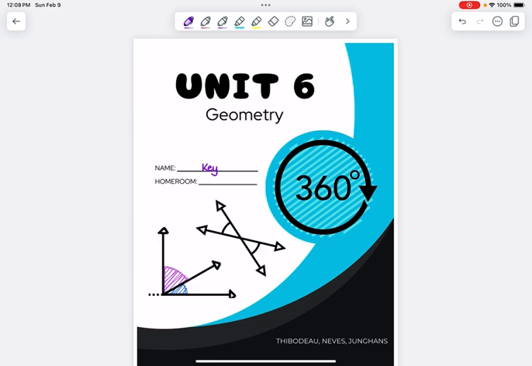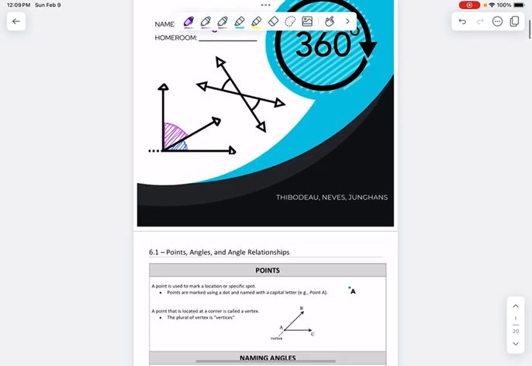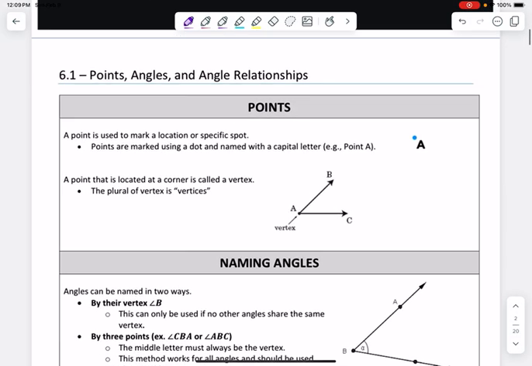Now, as we go through this unit, there's actually quite a bit of new terminology, as well as quite a bit of new notation that we're going to be talking about. So as we go through, please note what that notation looks like so that when we answer the questions throughout the unit, we can always make sure we're doing so using that appropriate notation. We're going to start off by introducing points, angles, and angle relationships.